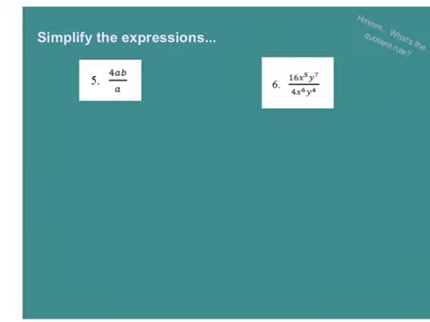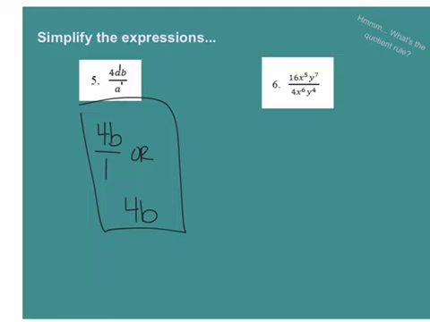Example number 4 here. So I have 4AB divided by A. So I know that when we divide, I want to subtract the powers. So I have a to the 1 divided by a to the 1. So I'm doing 1 minus 1, which is 0. So all I'm actually left with is the 4b that's on top. So you could write 4b over 1 or just 4b.